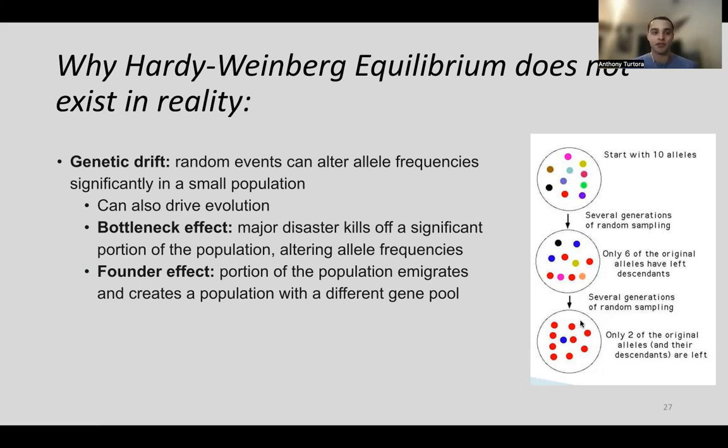2 examples of genetic drift. One is the bottleneck effect. This is when a major disaster kills off a significant portion of the population, which alters allele frequencies. For the founder effect, this is when a portion of the population emigrates and creates a population with a different gene pool. For genetic drift, it's important that you know that traits that end up in the population after many generations aren't selected for. It doesn't mean that they are more fit. This is just based on random chance.